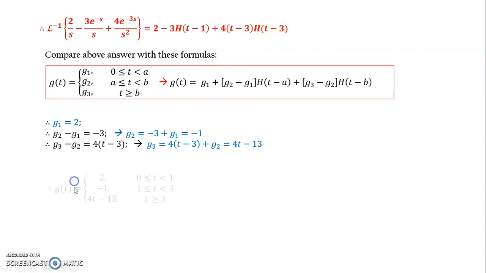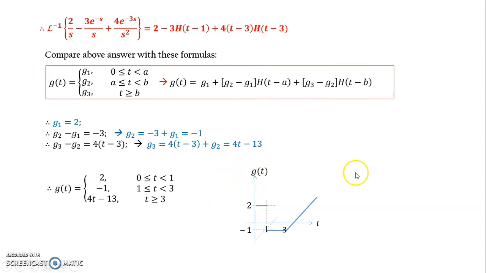Finally, this is how the function in step function form looks. Based on the step function, we can draw the graph. From t equal to 0 until 1, the function is 2. From 1 until 3, the function is negative 1. And from 3 onwards, the function is given by 4t minus 13.